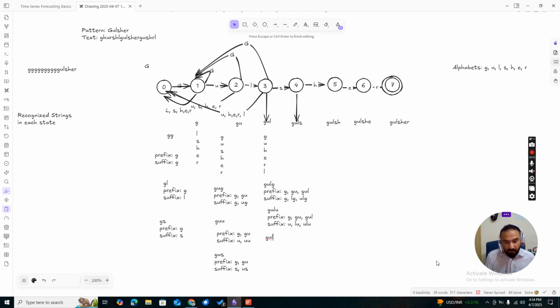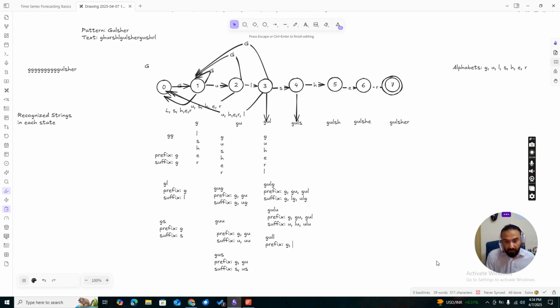We are in the third state, GUL is recognized. If S occurs, we will transit to the fourth state. But if instead of S, G occurs, we will roll back to the first state. If U occurs, we will roll back to the initial state. But what if instead of G, U, H, E, R, L occurs again? So what will be the string? This will be G double L. Then what can we do? We need to calculate the prefix and suffixes.